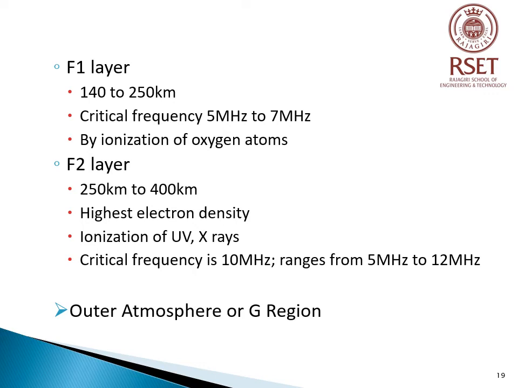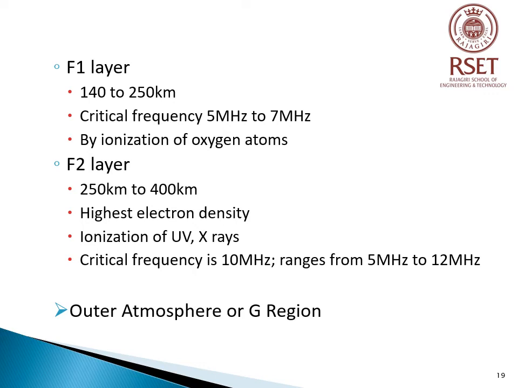Next, about characteristics of F1 layer. Range is from 140 kilometers to 250 kilometers and average height at 220 kilometers. Critical frequency is of the order of 5 MHz to 7 MHz. It is believed to be formed by ionization of oxygen atoms.